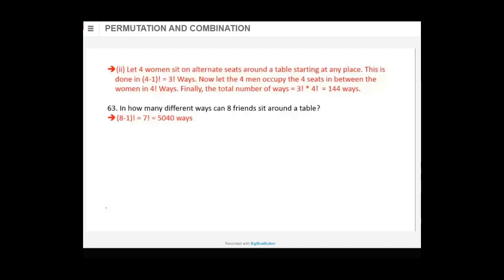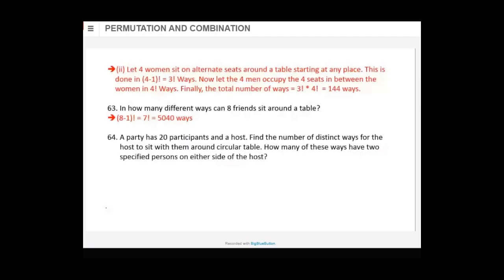Next. Now, next one. A party has 20 participants and a host. 20 participants and a host. The person who is giving the party, he himself. So total कितना हो गया? 21 हो गया ना? 20 participants and a host. Total people कितने हो गए पार्टी में? 21, including the host. There are 21. 20 participants and 1 host. So be careful while reading the sum. Find the number of distinct ways for the host to sit with them around a circular table. पहले इतना तक ही करो, बाद में आगे का देखते हैं. फटाफट आंसर.